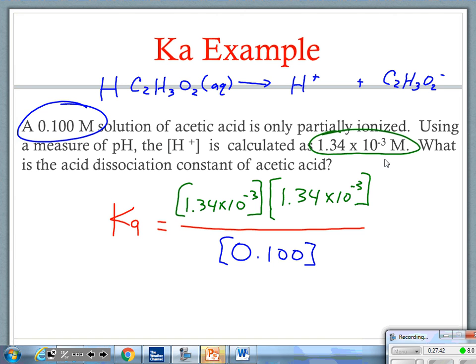So when I do my math, I multiply. Remember, multiply, I had a lot of people adding these before. Multiply 1.34 times 10 to the negative 3 times 1.34 times 10 to the negative 3, and divide that by 0.1, and I come up with a value of Ka equal to 1 point, how many sig figs? 3 sig figs, 1.80 times 10 to the negative 5 for my Ka.